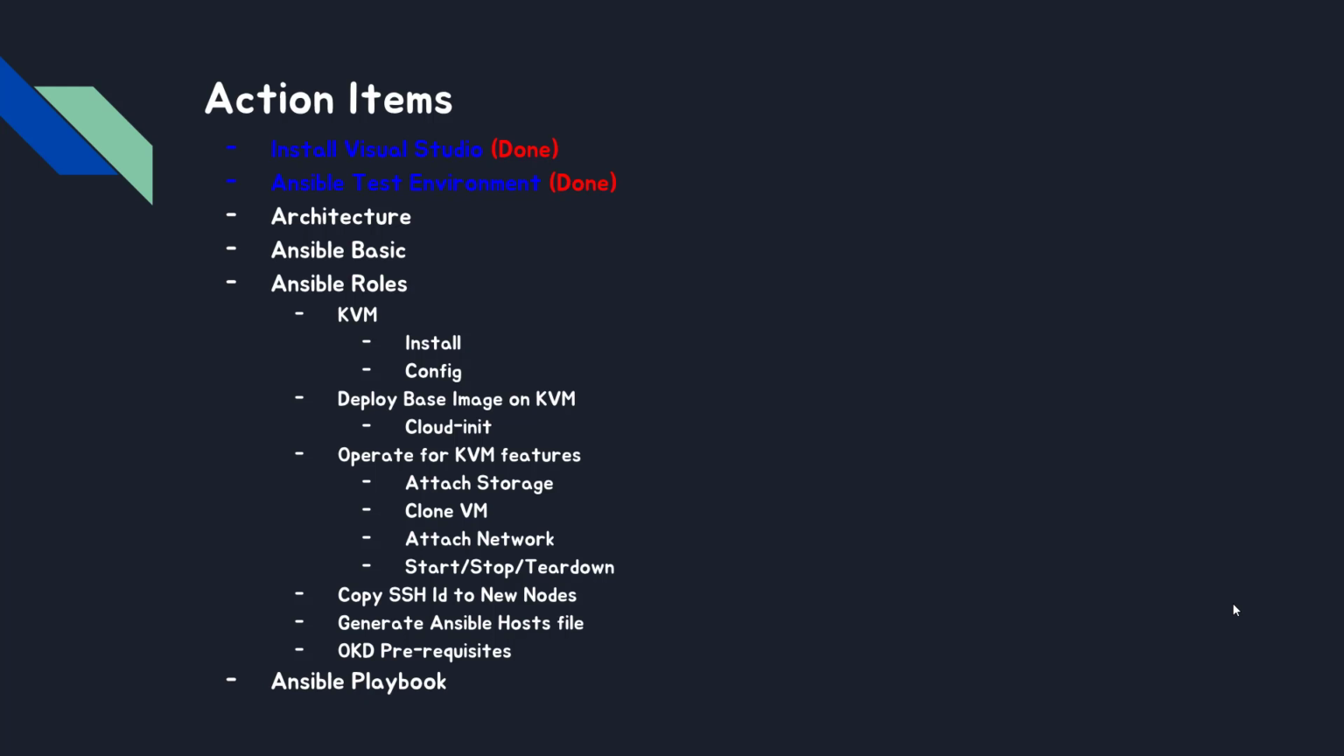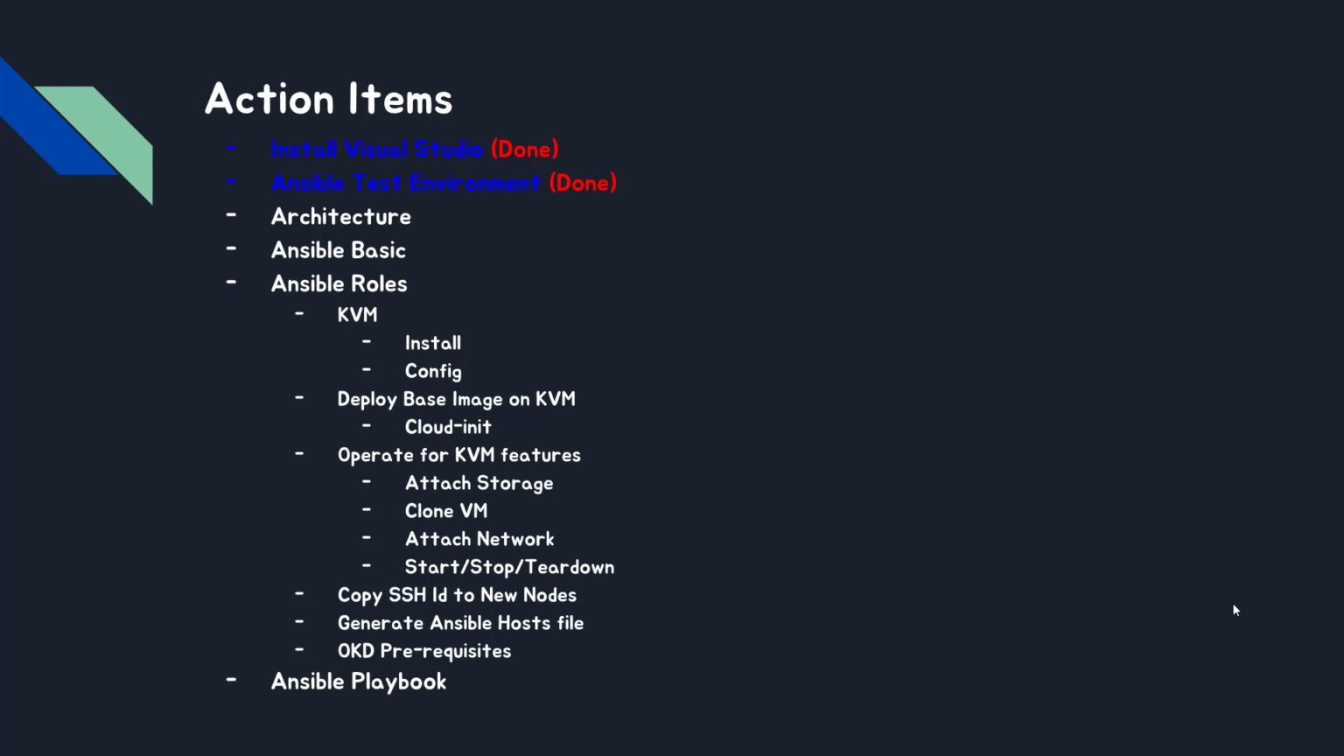The next is operating KVM features: attach storage to a VM, clone a VM from the basic image, attach network, and start, stop, and tear down VMs. However, we will only implement the first two items. After this project, we can implement the others, because in this project we only need the first two features.